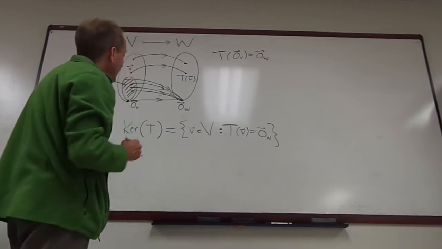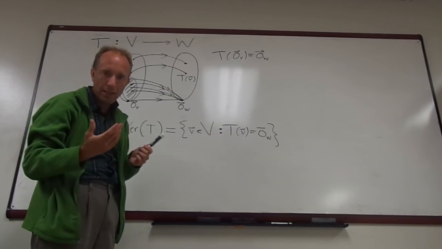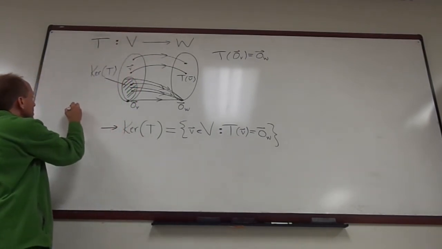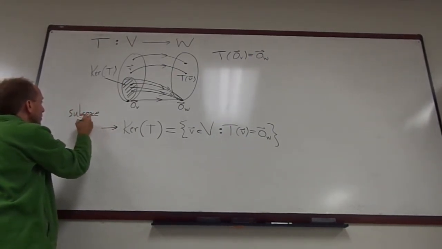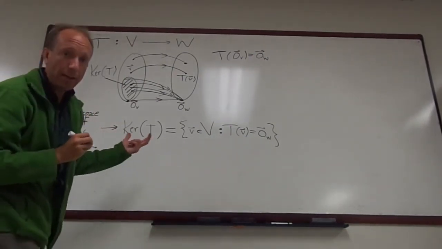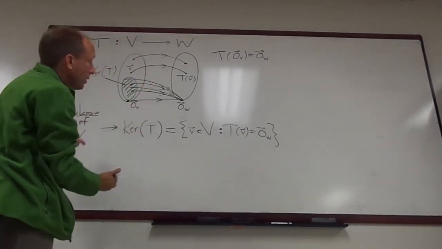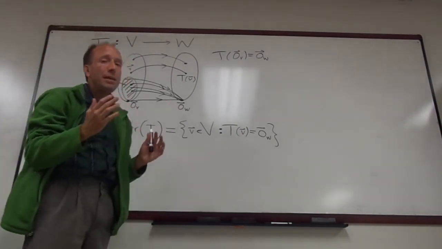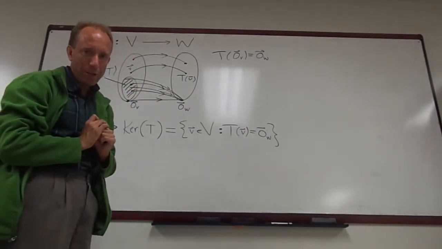And it turns out, and I'm going to show you this as a very easy little exercise on Monday, that this kernel of T is a subspace of V. So it's not just a subset of V. Obviously you can see it sitting inside of V here. But it is actually a subspace, which, as you know, means that it is closed under addition and scalar multiplication.